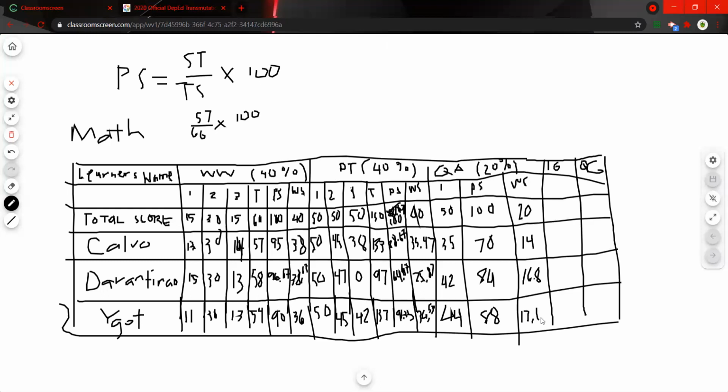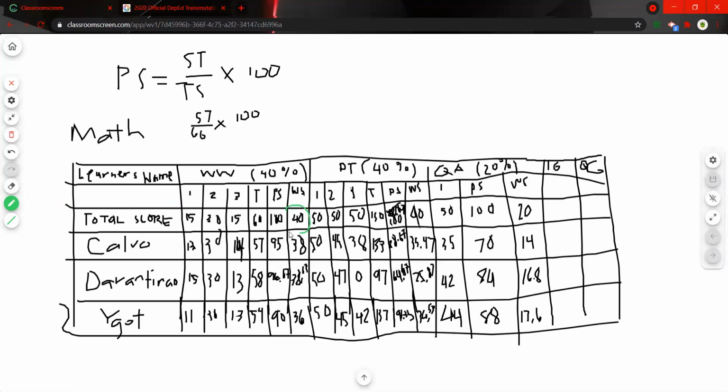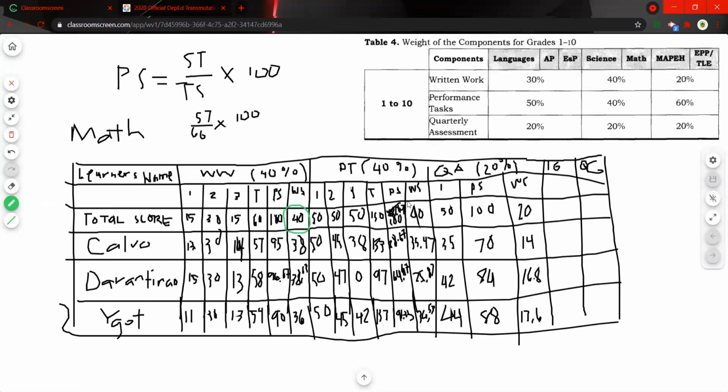Now we proceed to the initial grade. To calculate the initial grade, simply add all the weighted scores, for example 40, 40, and 20. That is equal to 100. I put it in green so that it is clearer for you.